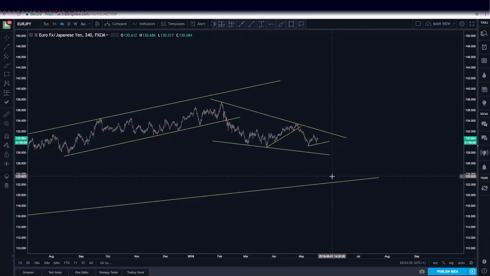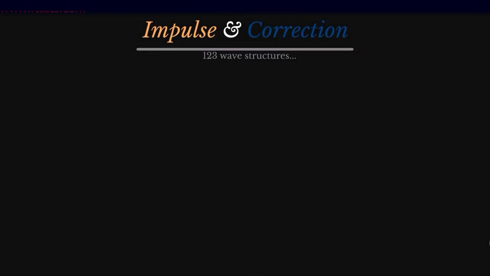So now we understand nature and structure. Let's move into impulse and corrections and how we can utilize the current structures that we have to really understand what phase we're in. So let's look at that now. So now we understand the nature of the market and the structure. Let's build on the next stage. So impulse and corrections.